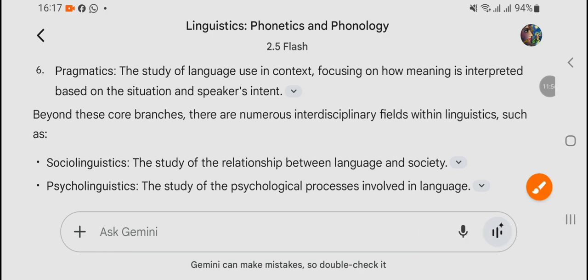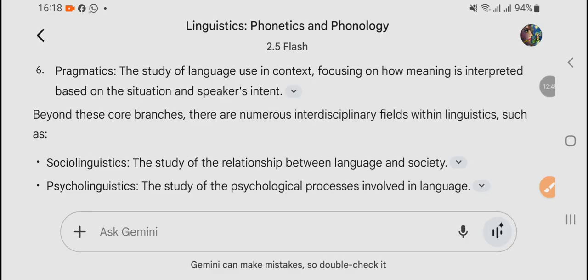Now pragmatics, the study of language use in context, focusing on how meaning is interpreted based on the situation and speaker's intent, right? This is about how, when context changes, the meaning of the same statement will be changed. For example, I used to give the example of counseling. This is the time of counseling, admission time, right? So admission counseling is there. Sometimes a student comes for admission along with her younger sister.